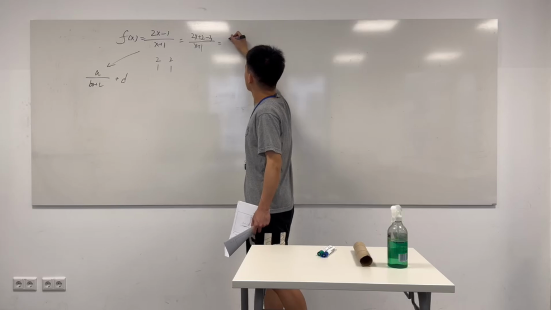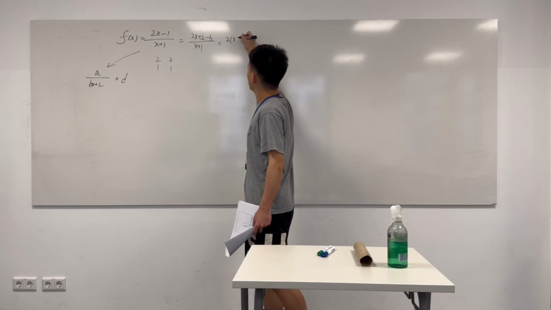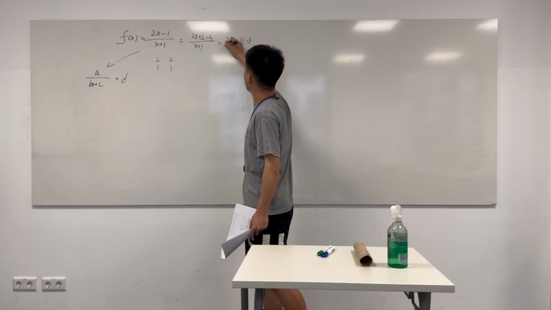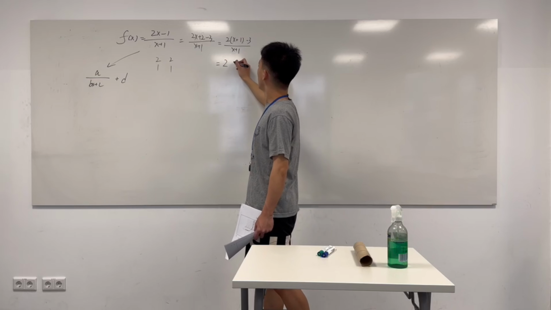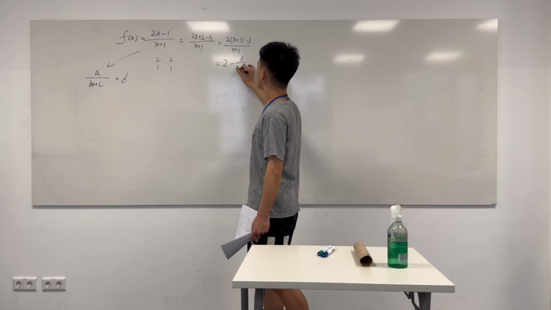But let's continue first. So it's equal to 2 times (x plus 1) minus 3, over x plus 1. So it's equal to 2 minus 3 over (x plus 1).